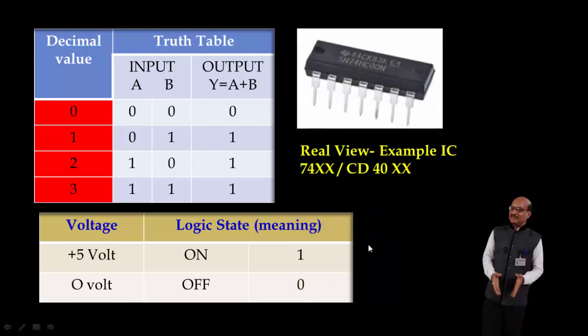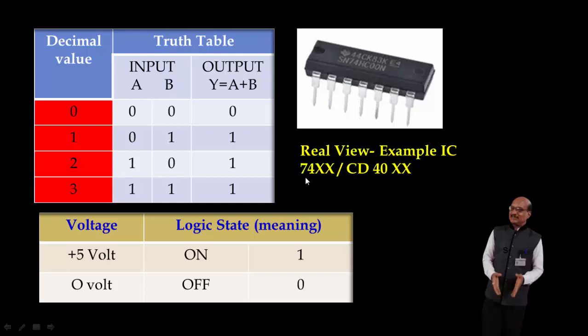Now the logic gates are available in IC, integrated circuit format. So when you like to use a logic gate to construct any digital electronic circuit, then you should have to purchase a integrated circuit from the market. So this is the real view of logic gate IC. The number of these ICs will begin with 74XX or CD40XX. Now what is the meaning of this 74?